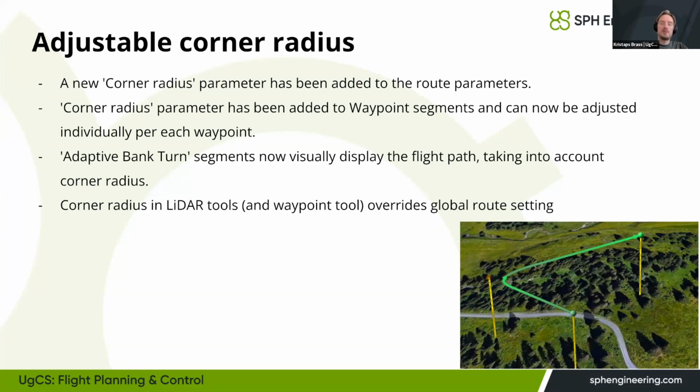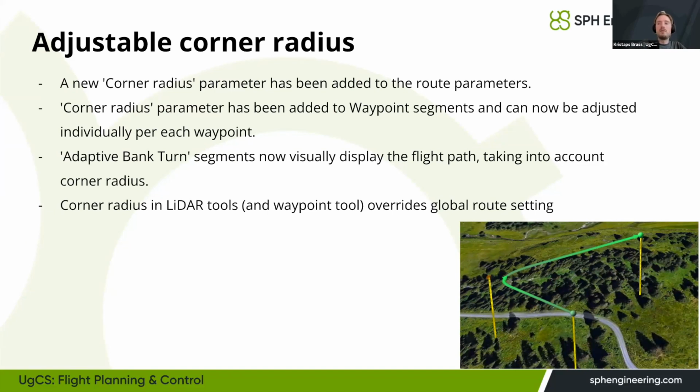So what has been changed? With the integration of GCS with DJI Pilot 2, we understood that there's now a reason to have the ability to change corner radius, since it's also important for how adaptive bank turn works in DJI Pilot 2. So we added a new corner radius parameter in GCS, which is now available under all route parameters. When you open up your route parameters window, that's where you will see it. I'll also demonstrate that in a moment.